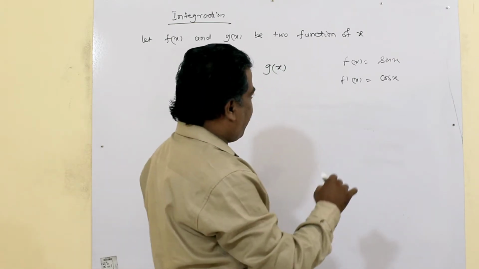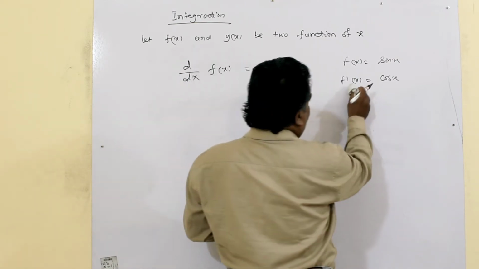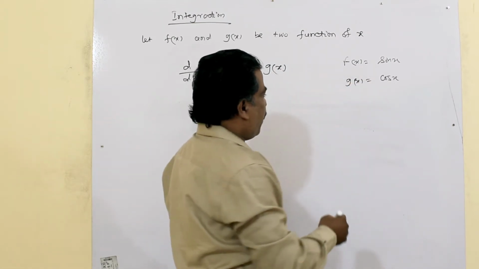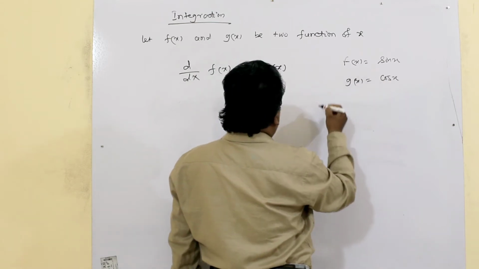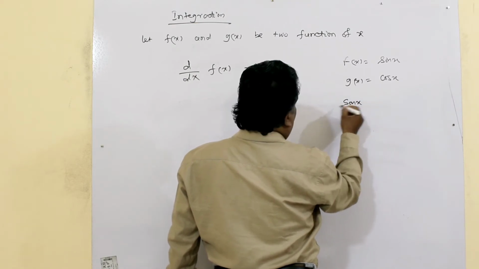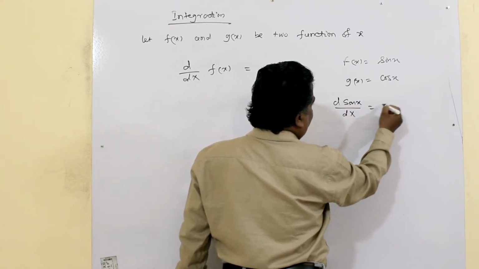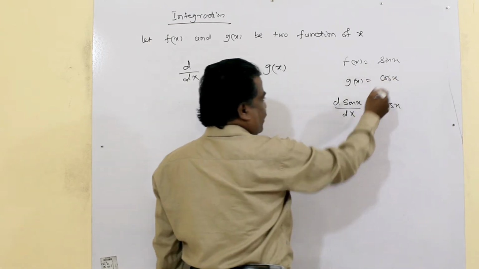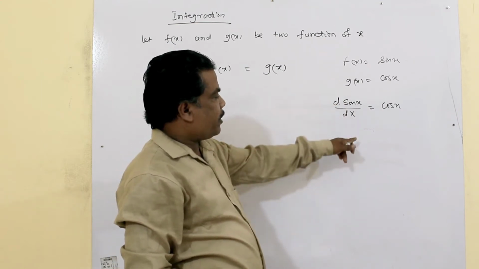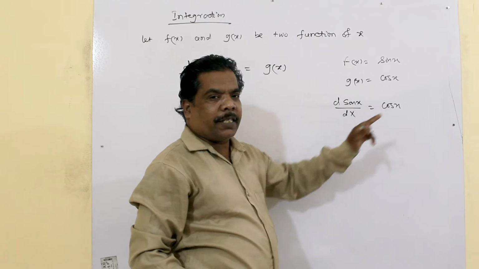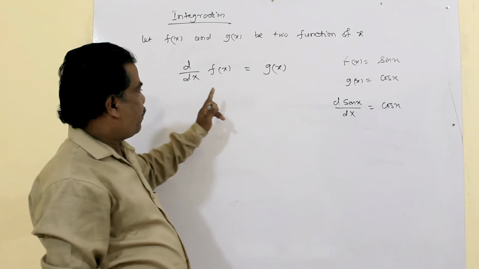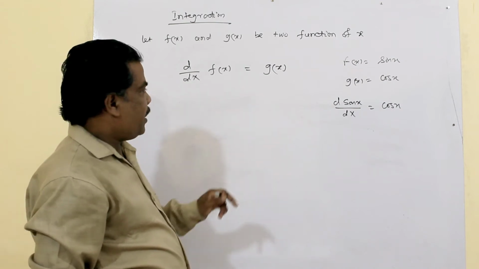So we take functions f(x) and g(x). Suppose g(x) is equal to cos x. So f dash x is equal to cos x. Now f(x) will be sin x, so the derivative of sin x is equal to cos x. As for example, we take two functions sin x and cos x. Now here we take two functions, one is f(x), the other is g(x). The derivative of f(x) is equal to g(x).